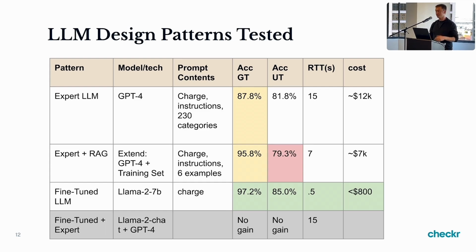But then I fine-tuned a Llama 2 7B. Again, this was earlier this year. And the results were better in every column. Okay, so I went to 97% in the golden test set, 85%, which is a really big jump for us, in the unclassified set. Really fast, right? Half a second or less, generally less, per request, and then a cost of less than $800 per month.